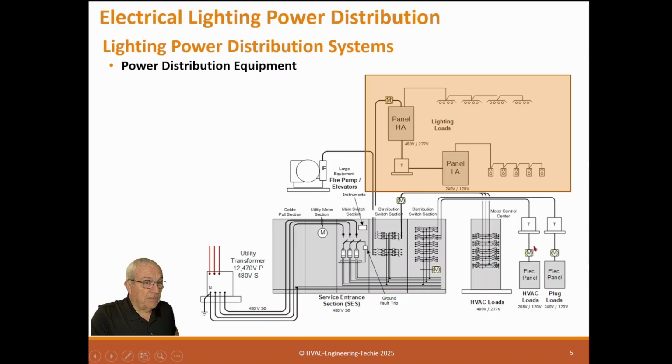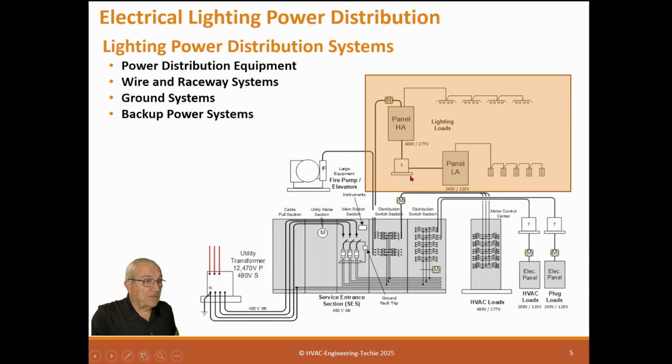Power distribution equipment still has the same equipment, still has the main switchgear, still has sub feeds. Everything's the same. It's just feeding a different type of material. Wire and raceway system is the same. The grounding system is the same. The backup power systems are common, so it's still the same.